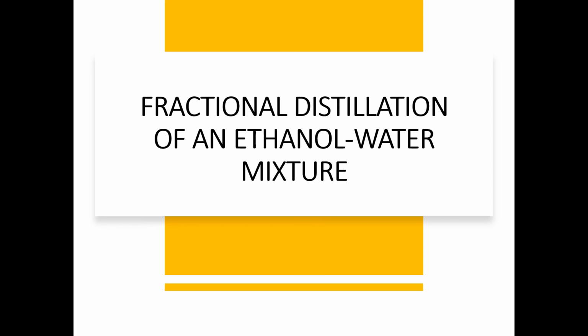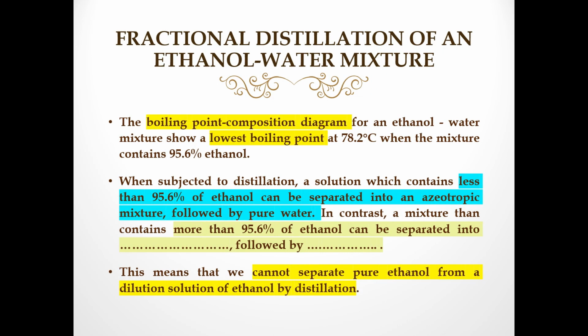Next we look at fractional distillation of an ethanol-water mixture. The boiling point composition diagram for an ethanol-water mixture shows a lowest boiling point at 78.2 degrees Celsius when the mixture contains 95.6% of ethanol. When subjected to distillation, a solution which contains less than 95.6% of ethanol can be separated into an azeotropic mixture followed by pure water. In contrast, a mixture that contains more than 95.6% of ethanol can be separated into azeotropic mixture followed by pure ethanol. This means that we cannot separate pure ethanol from a dilute solution of ethanol by distillation.